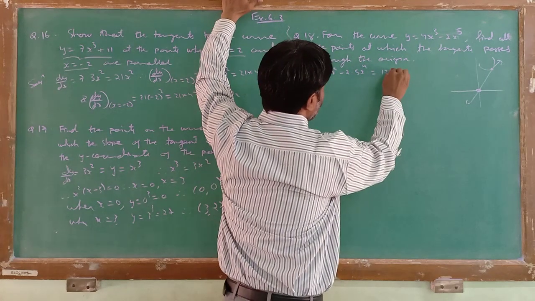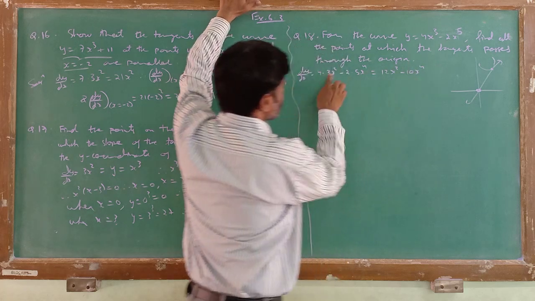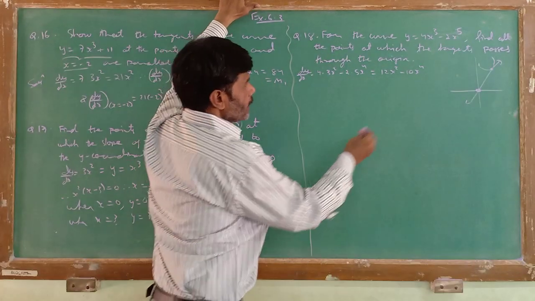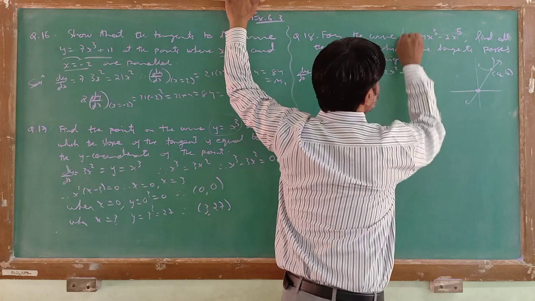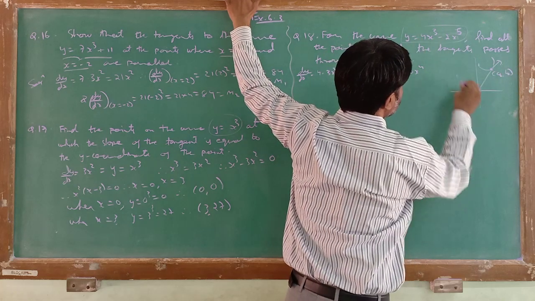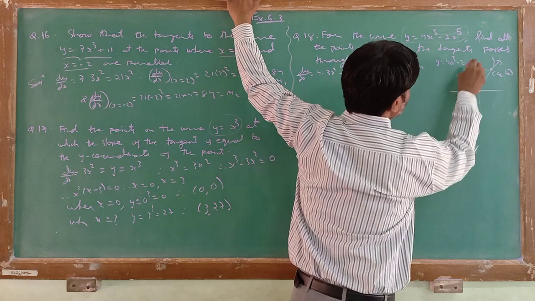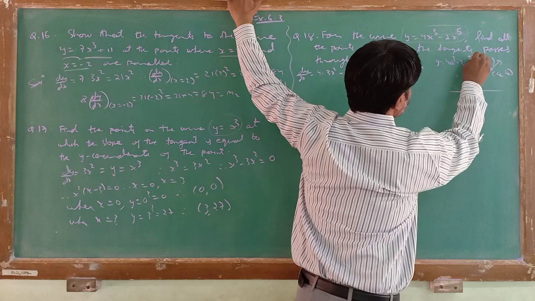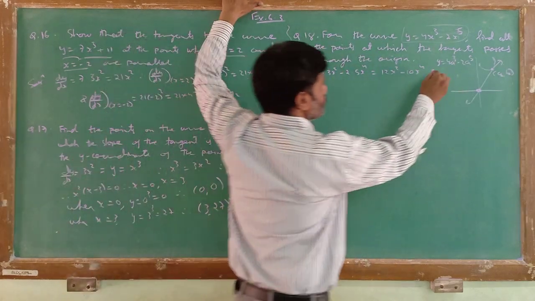That is 12x square minus 10x plus 4. Okay. Now dy by dx at this point, I am assuming, let it be (a, b). Now this point (a, b) is on the curve also. So what will you get? y is equal to 4a cube minus 2a raised to 5. As the point is on the curve, the point will be satisfied by the curve.